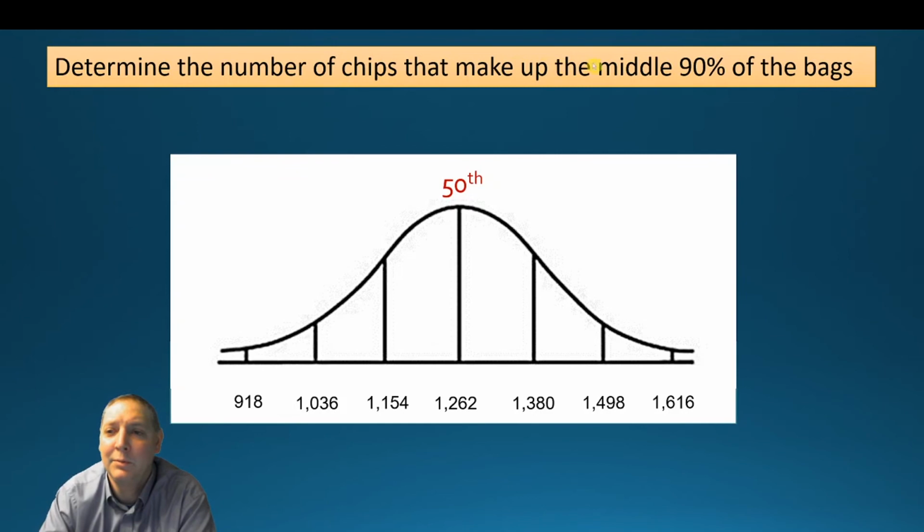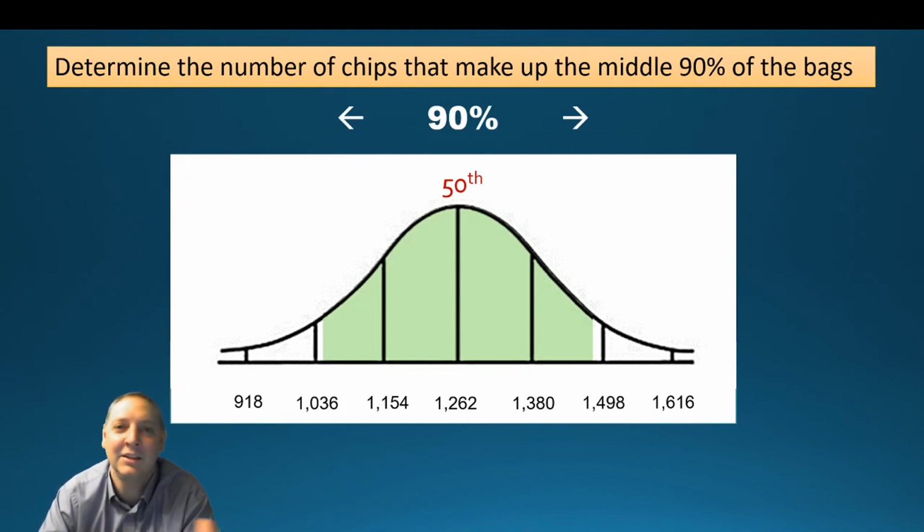All right, here's probably the trickiest one in the batch. Determine the number of chips that make up the middle 90%. So the middle, everything in between. So that's what we want to talk about with the middle. So there's actually two x values we need to find. So 90%, and one tricky thing about the inverse norm, it only calculates an area to the left of it. So we can't really just tell it to find the middle 90%. We have to do this in pieces.